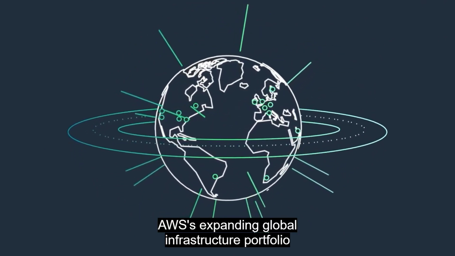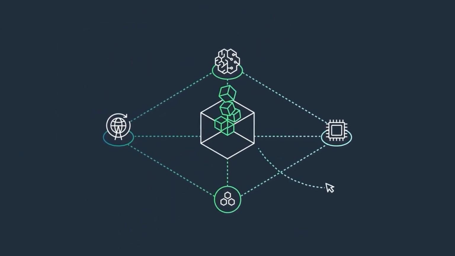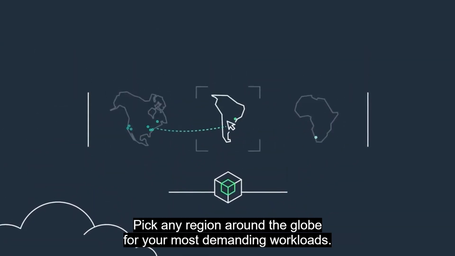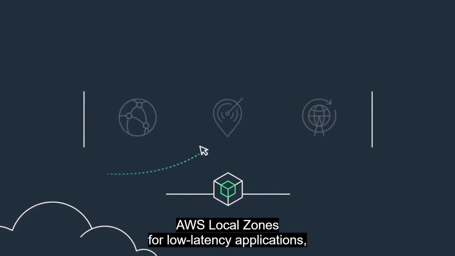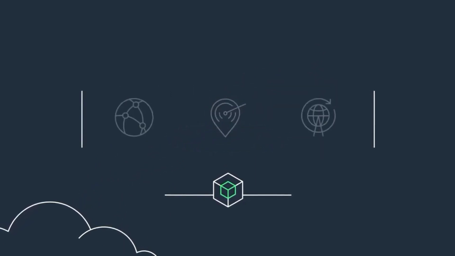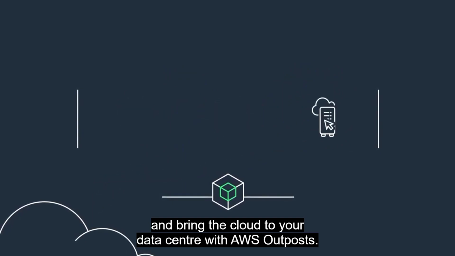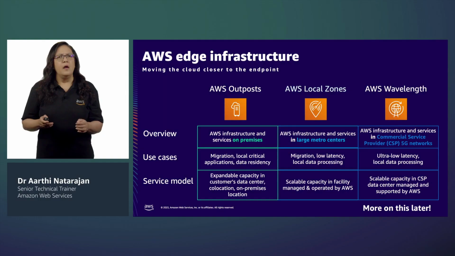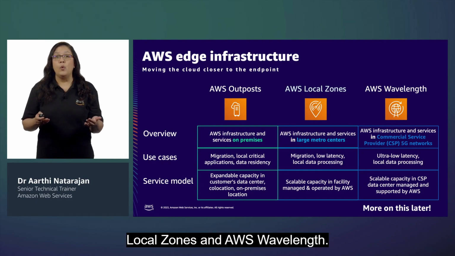AWS's expanding global infrastructure portfolio is here to meet your needs. Choose the infrastructure type you need to build highly available applications and get performance that exceeds expectations. Pick any region around the globe for your most demanding workloads. You can use CloudFront to quickly deliver your content, AWS local zones for low latency applications, AWS Wavelength to deliver powerful 5G applications on demand, and bring the cloud to your data center with AWS Outposts. We also have additional services that operate at the edge, including AWS Outposts, local zones, and AWS Wavelength.